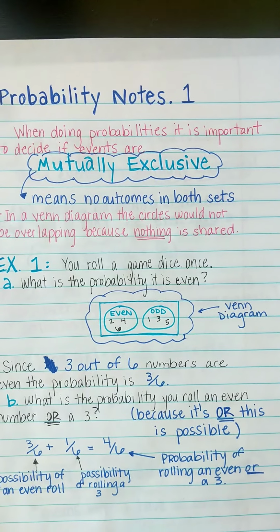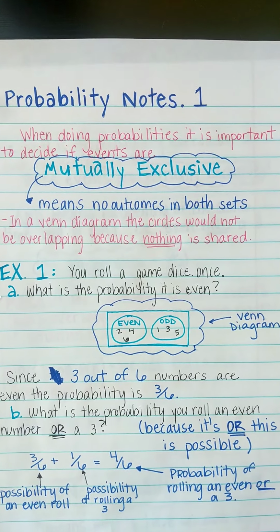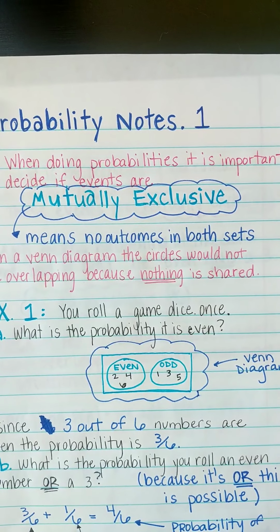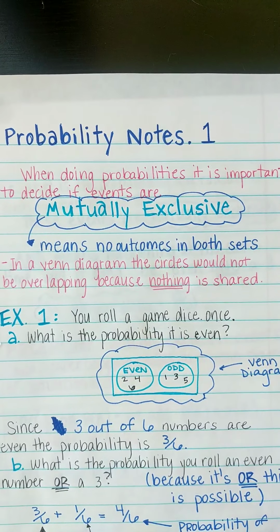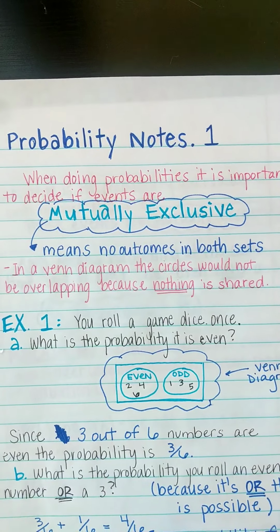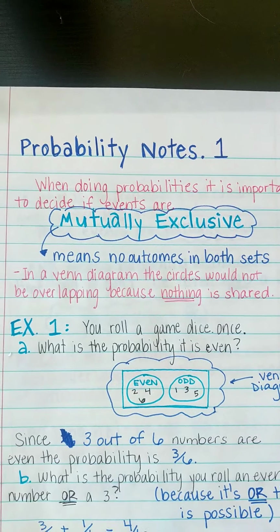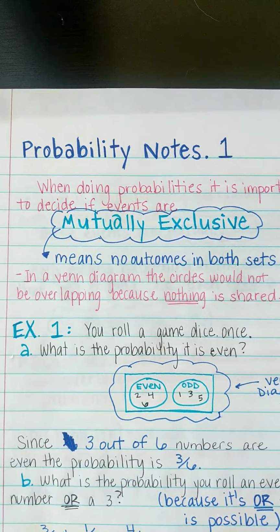So when we do probability, the first thing that you need to know is it's important to decide if events are mutually exclusive. Mutually exclusive means that no outcomes can be in both sets. In a Venn diagram, the circles would not be overlapping because nothing is shared. Okay, so let's look at more examples and talk about when things are mutually exclusive. Because if they're mutually exclusive, we treat them differently than if they're non-mutually exclusive.